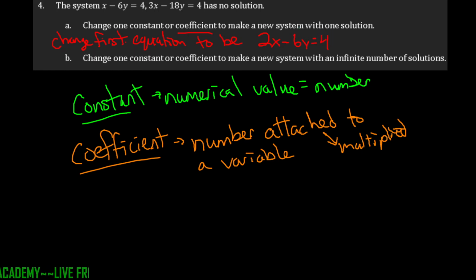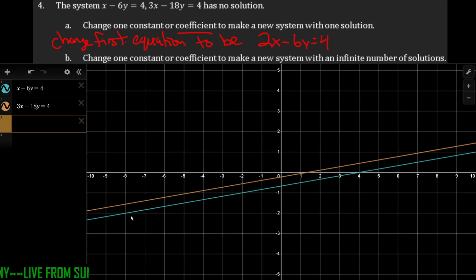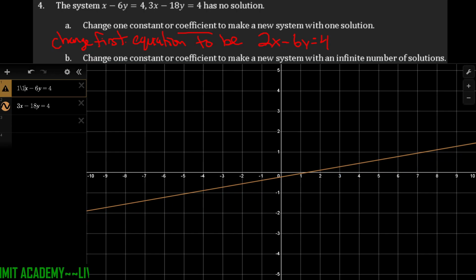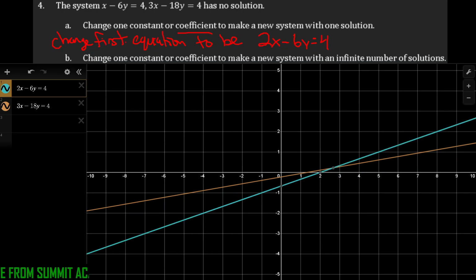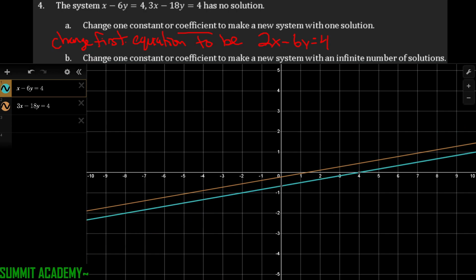Let's see what this looks like on our graph. Notice I already have it typed in, and it's essentially like I have a 1 right here. Notice how it doesn't change. But as soon as I change it to a 2, notice how it changes my slope. So I'm going to change this to a 2. Notice how it gives me a point of intersection. So I have one solution point.